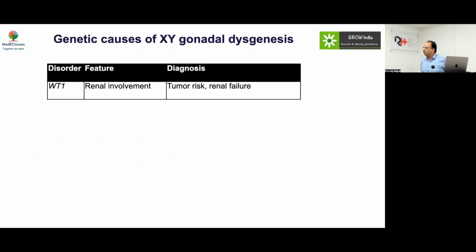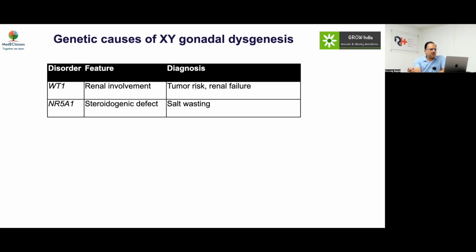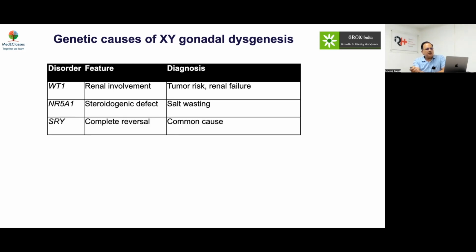So to summarize the causes of XY gonadal dysgenesis, you will have WT1, in which you will have renal involvement with a risk of tumor and renal failure. So this is something you don't want to miss in anybody with XY DSD. NR5A1, you may have salt wasting, though this is less common, and this could be considered a differential of StAR. StAR also will present you with a similar picture: low testosterone, low cortisol, low aldosterone. Similarly, if you have NR5A1, theoretically you can have both adrenal and testicular abnormality, but often you only have a gonadal abnormality, as I have mentioned. SRY presents with complete reversal.